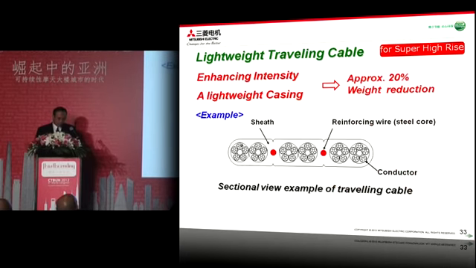The strength and weight issue also applies to the traveling cable. So we have increased the diameter of the steel cord to ensure the necessary strength, but at the same time, a light-weight sheath is newly applied so that we could reduce the weight of the traveling cable by approximately 20% compared with the conventional traveling cable.